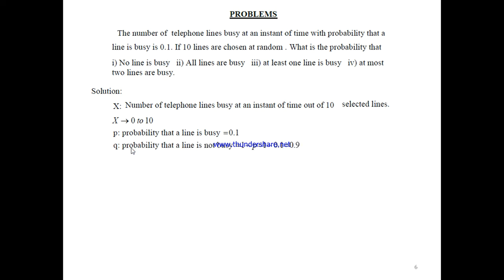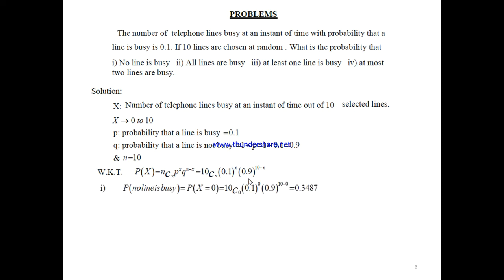Then the probability of failure, that is q, is the probability that the line is not busy, and that is equal to 1 minus p. Since p is 0.1, we are getting the value for q as 0.9. And already we know that n is equal to 10. By substituting these terms, we can define our probability function p of x, which is nCx, p power x, q power n minus x. Here the value for n is 10, p is 0.1 and q is 0.9.